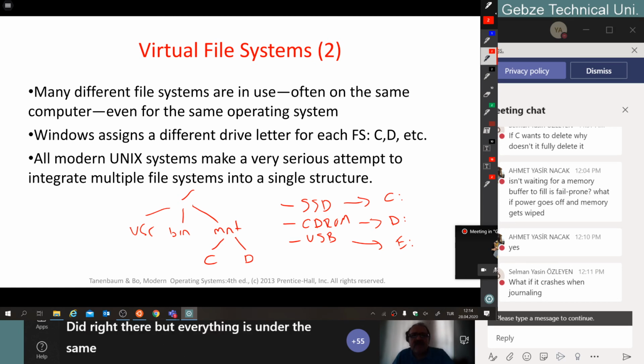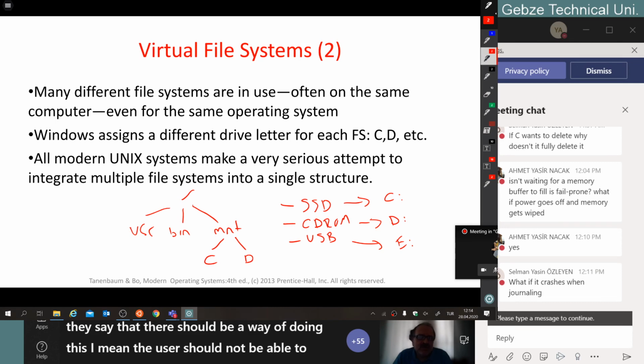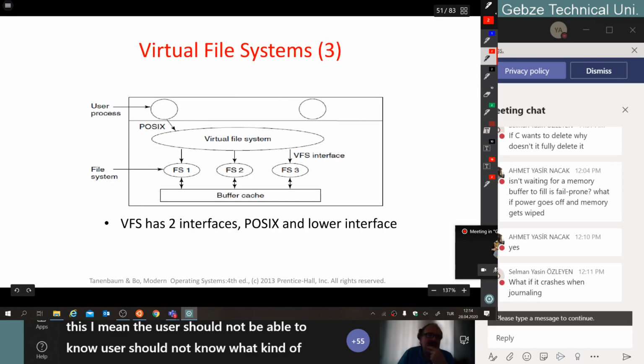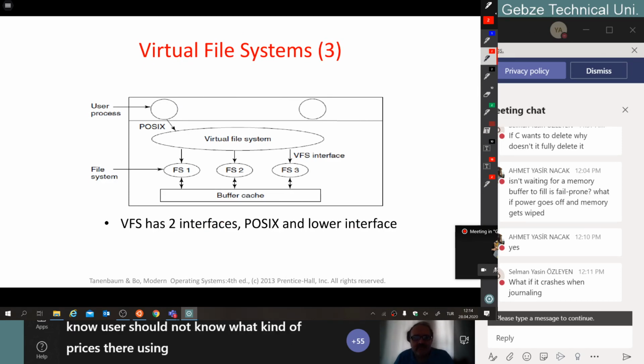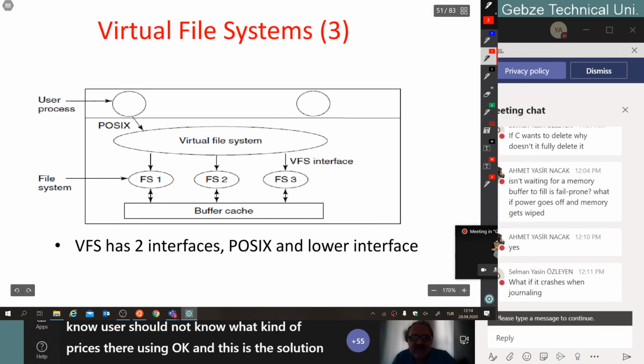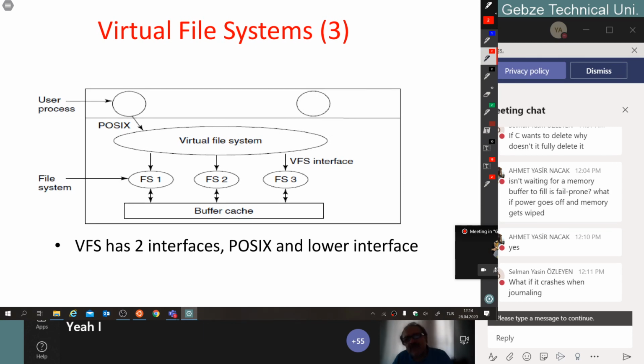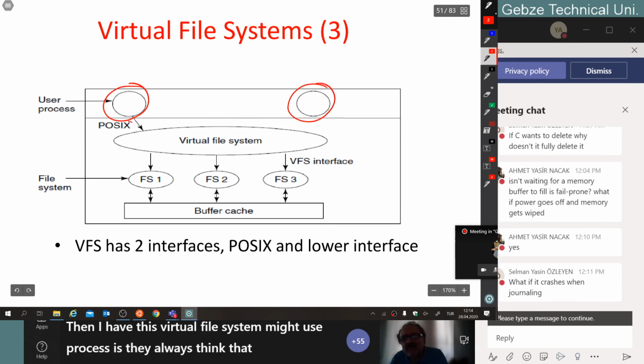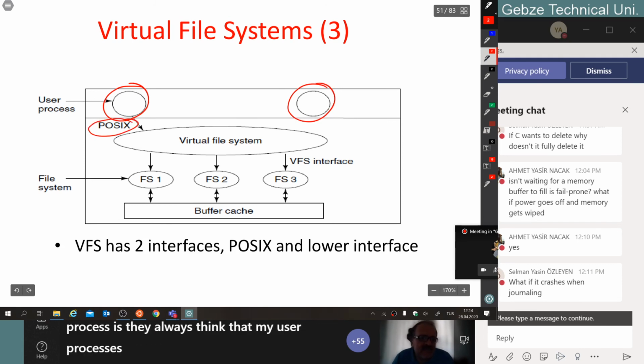They make a very serious attempt to integrate multiple file systems into a single structure. And then they say that there should be a way of doing this. I mean, users should not know what kind of file system they are using. Okay? And this is the solution. I have this virtual file system. My user processes always think that they are using their regular POSIX interfaces.